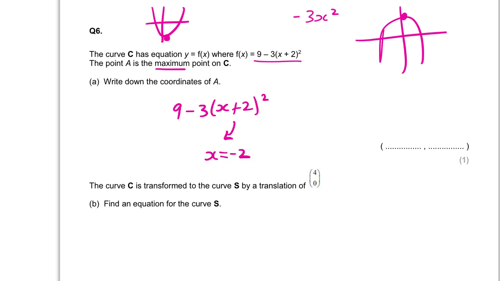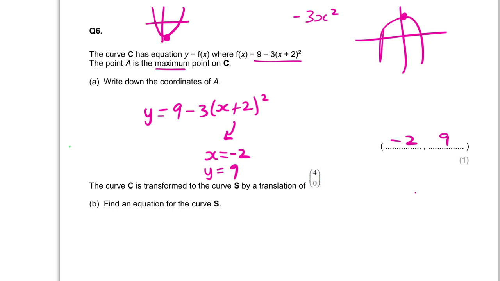When x equals minus 2, what does y equal? 9. If I put minus 2 in here, I'm going to get minus 2 plus 2 is 0. Minus 3 times 0 is 0. I'm just going to be left with 9. So our maximum coordinates is minus 2, 9.